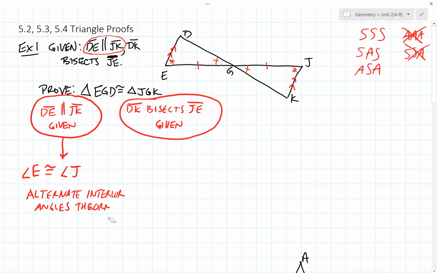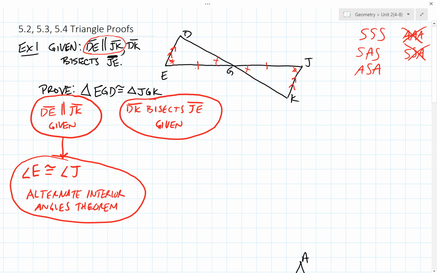Now, I don't care if you state the theorem by name like that or if you say what the theorem says. Sometimes you won't remember the name of a theorem, but you know what it says, and if you want to write it out in your own words, that would be okay. So instead of saying the alternate interior angles theorem, you could simply say, when lines are parallel, the alternate interior angles are congruent. And that would be stating the theorem instead of naming it. Okay, so that would be fine either way.